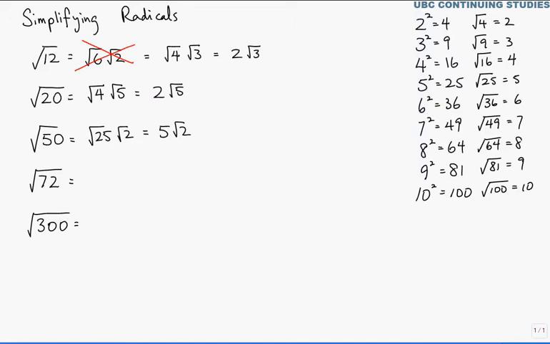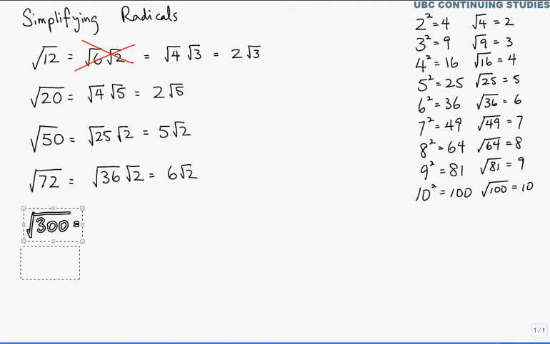How about root 72? Okay, let's go down the list here. 4 is a factor of 72. So is 9. So is 36. Now, if you spot that 36 is a factor of 72, you can go right away to writing this as root 36 times root 2, and this becomes simply 6 root 2.